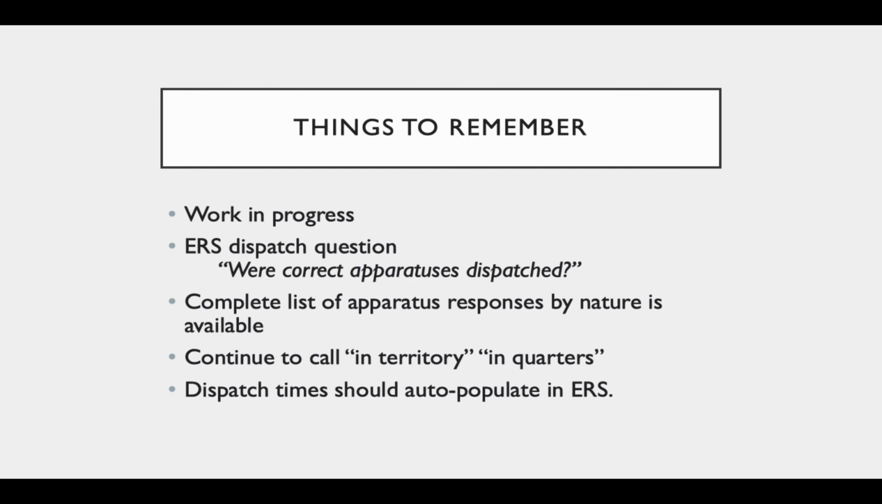Things to remember about suggested apparatus dispatching. It's a work in progress. We'll have an ERS dispatch question at the end of every report, and the question will be, were correct apparatuses dispatched? If they were not correctly dispatched, please check no and briefly describe what apparatuses should have gone and which ones should not have gone. A complete list of apparatus responses by nature is available. We still need to continue to call in territory and in quarters, and dispatch time should auto-populate in ERS now.